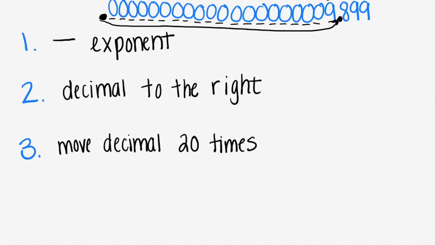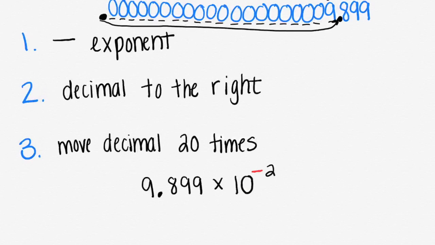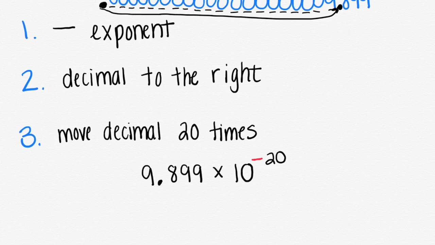So when we write this number, it is going to be 9.899 times, now remember, we're dropping all of those zeros off. That's what the base of 10 takes care of. This time, we have a negative exponent because it is a very small number, with an exponent of 20. And that is how you write something in scientific notation.